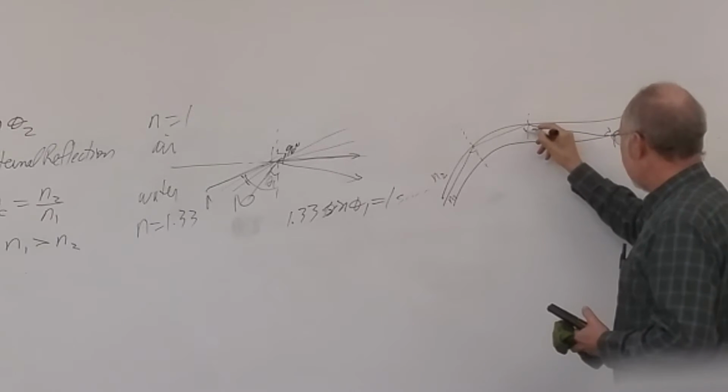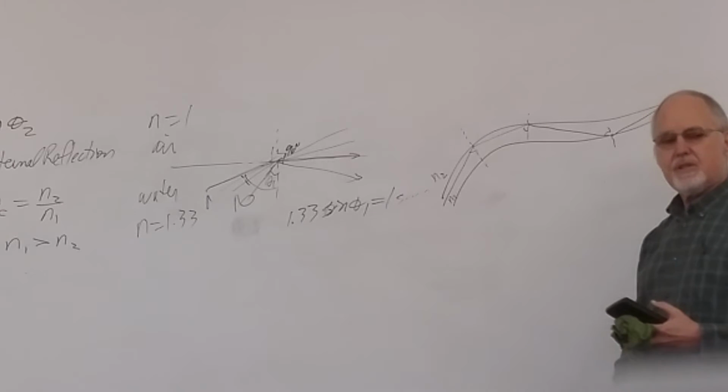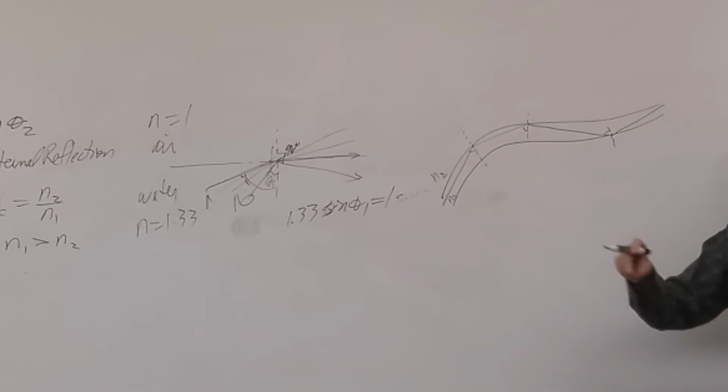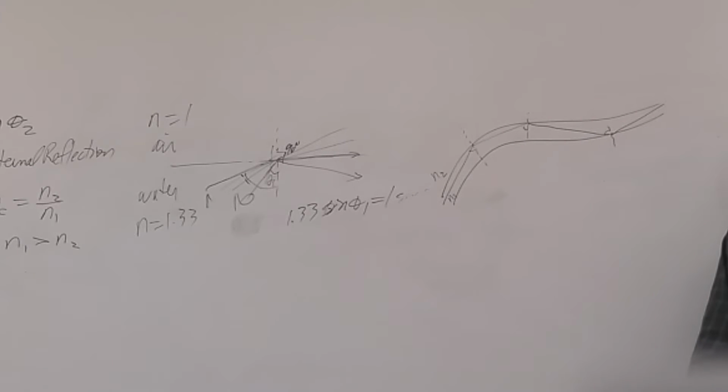And whatever side or the angle it's hitting the side of the fiber at, you want that to be bigger than the critical angle. And the light stays totally inside the fiber at that point.